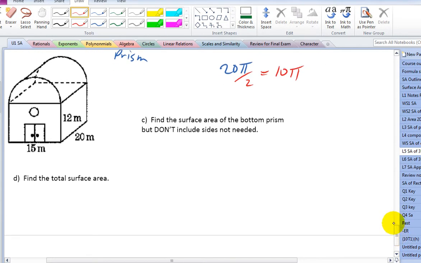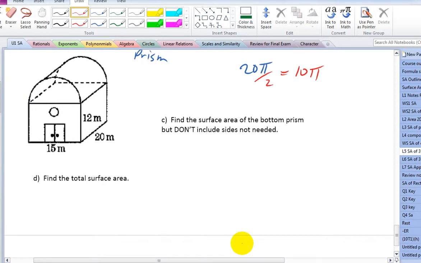Now for C, find the surface area of the bottom prism, but don't include sides not needed. Because it's a real object, it's not suspended in space. So if we're going to paint this barn, we would not include the floor. Because the objects overlap completely, you won't include the top. And this is how in real applications you do a lot of your surface area calculations. You just calculate the exposed surfaces.